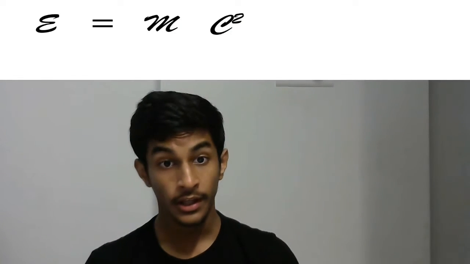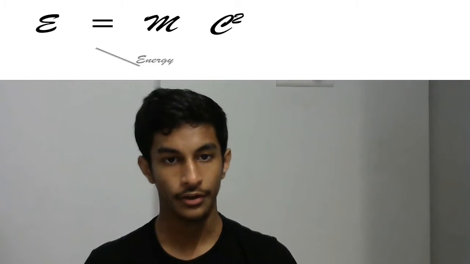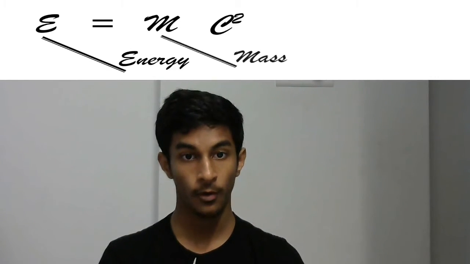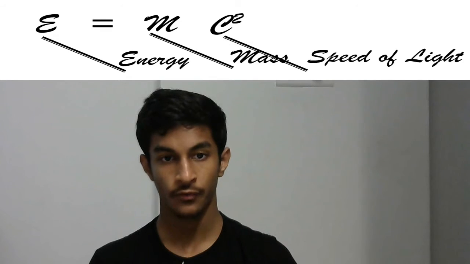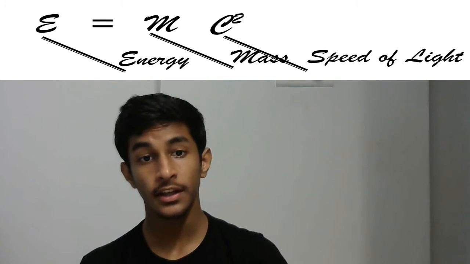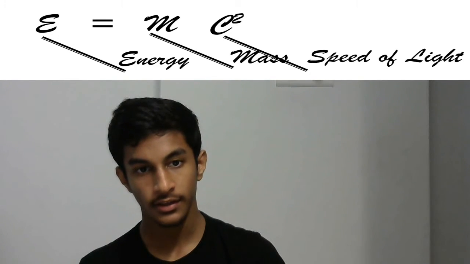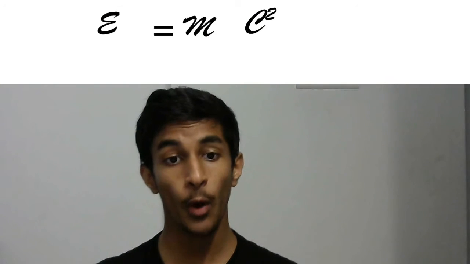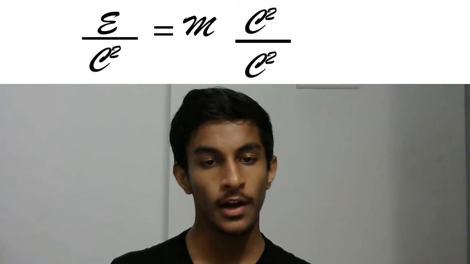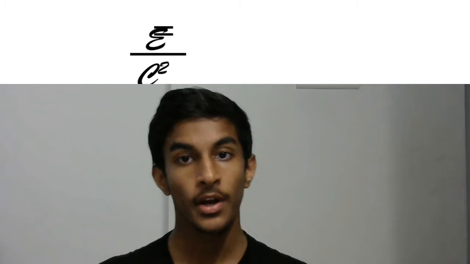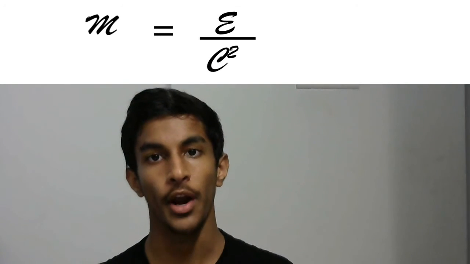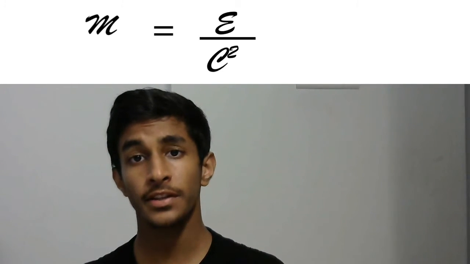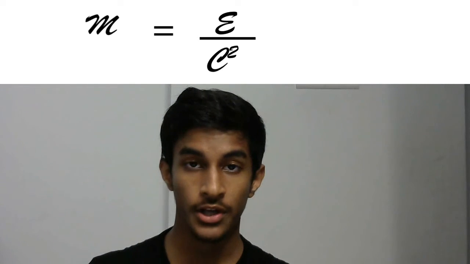In the equation, E stands for energy, m stands for mass, and c stands for speed of light. The c is squared, that is, the c is multiplied by c. But things get more interesting. When we divide c square on both sides of the equation, we end up with the relation m is equal to E upon c squared. This relation gives us a better insight on what the equation is trying to tell us.